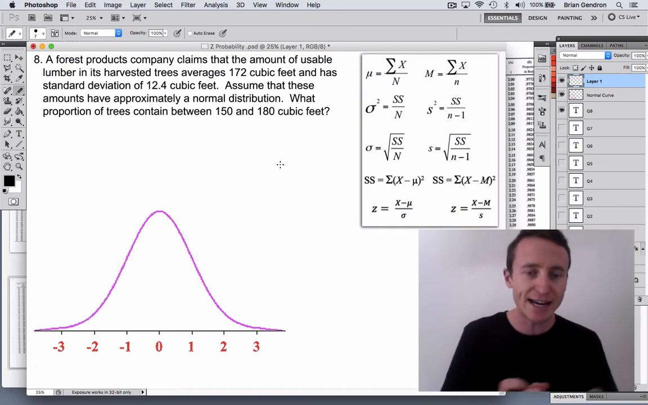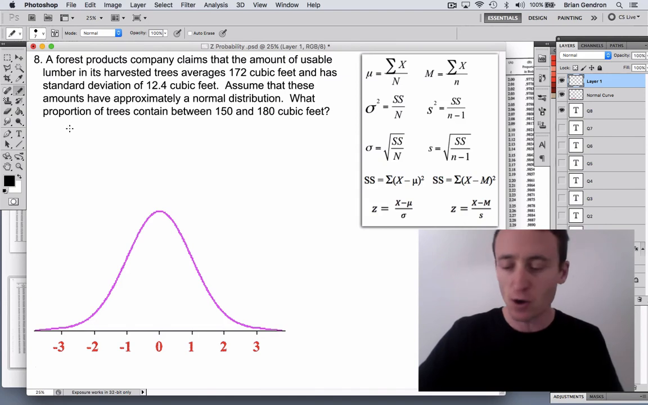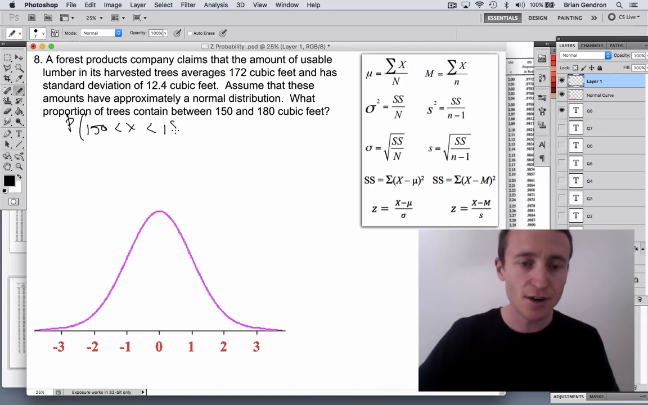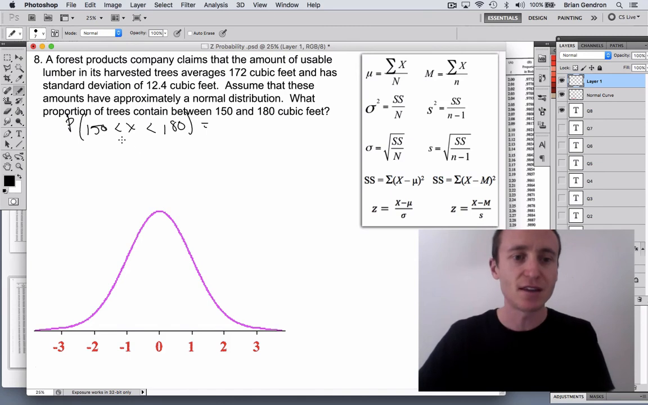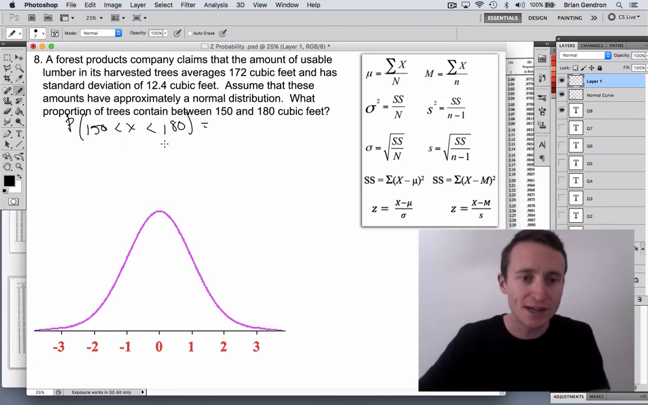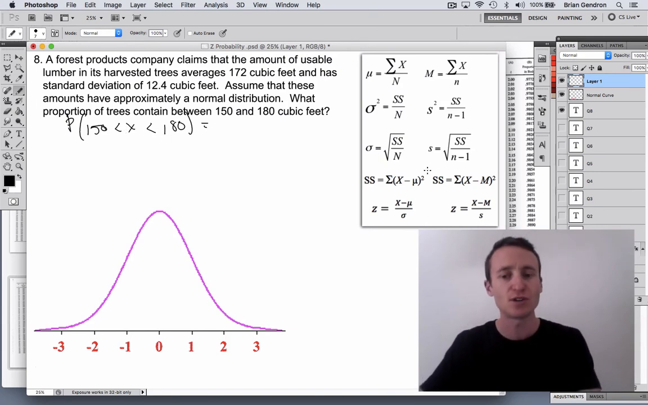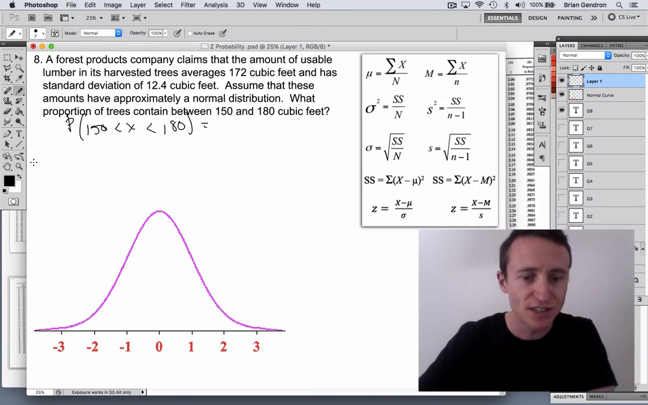All right, so the same data we were working with earlier with these trees, but now we want to know the following. What proportion of trees are between 150 and 180 cubic feet? That's what the notation would look like in this question. Again, as always, we have to take these x values and turn them into z values so that we can use our table. So we have two x values. They both must become z.